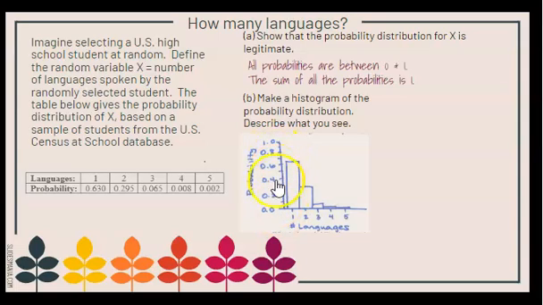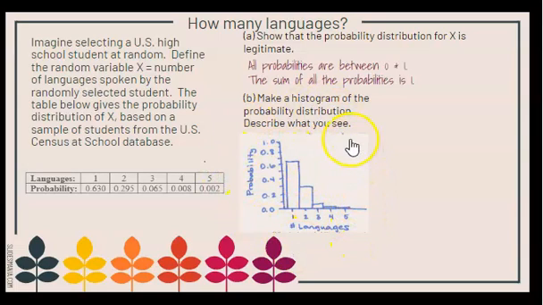But notice my y-axis is decimals because it's probability values. And then I draw the bars of my histogram based on the probabilities in my table. So that's the construction part of my histogram.